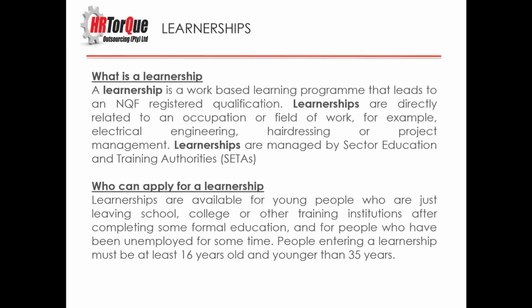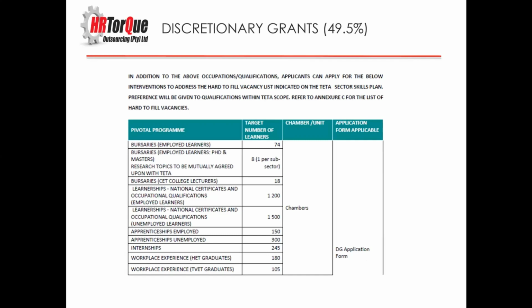So what will happen is your CETA, as I said before, will say we are doing 1,000. In this particular example, they said they're doing 1,200 learnerships, national certificates, and occupational qualifications. They will be very clear. When we go further into the discretionary funding applications, they will be very clear what actual learnerships are going to be on offer. Depending on the industry, they will tell you whether they are doing hairdressing or project management.